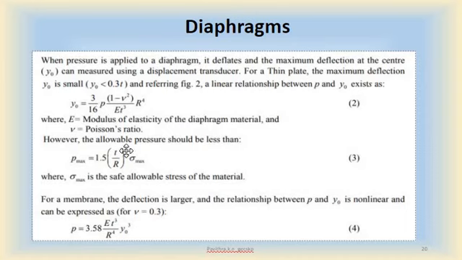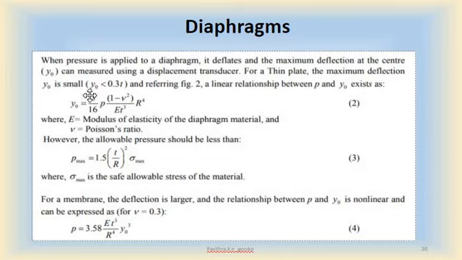Okay, now the Pmax equation gives the allowable pressure that should be applied to a diaphragm. There is a limit for the input pressure, or a limit for the pressure measurement by this diaphragm. And here sigma max is the safe allowable stress of the diaphragm material.